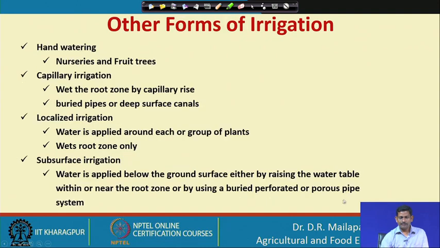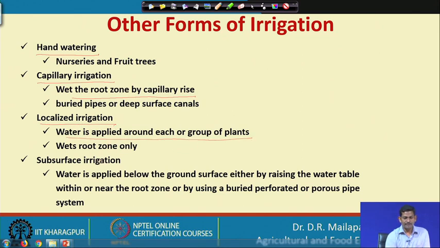Okay, and there are also other forms of irrigation. Like here you have hand watering, generally for nurseries and fruit trees. Capillary irrigation wets the root zone by capillary rise. In localized irrigation, water is applied around each plant and wets the root zone only. Subsurface irrigation, it was already mentioned before.